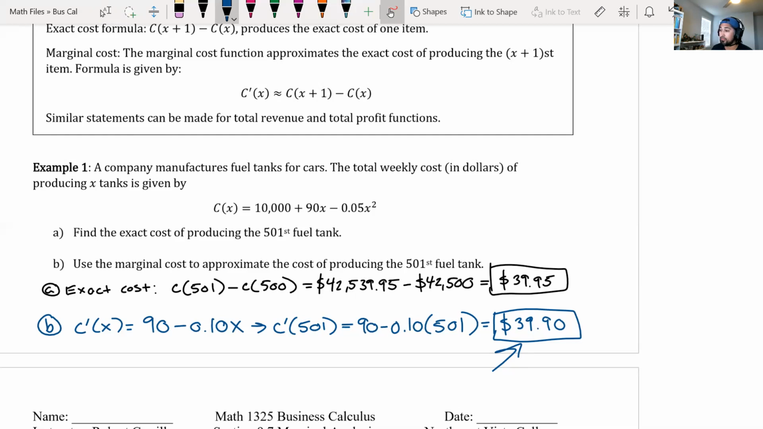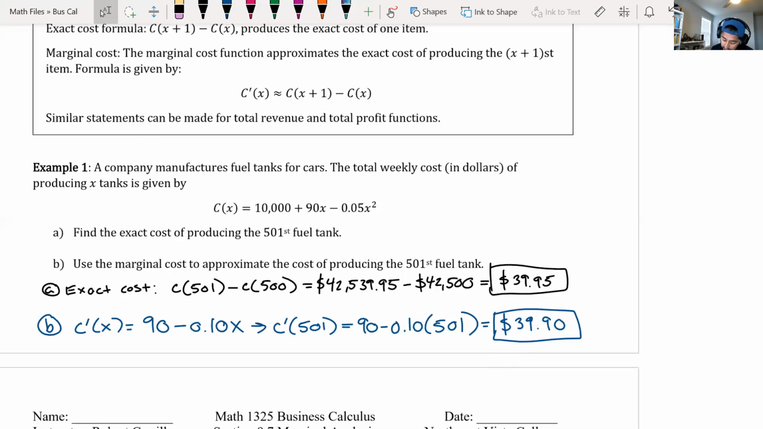$39.90. Quick question: is that why, if you buy things in bulk, it's a bit cheaper, because of marginal cost? I would assume so. But maybe that's more of an inventory thing, right? I would assume if you buy in bulk, maybe a store just wants to get it off its shelf and they'll give it at a discounted rate, you know?